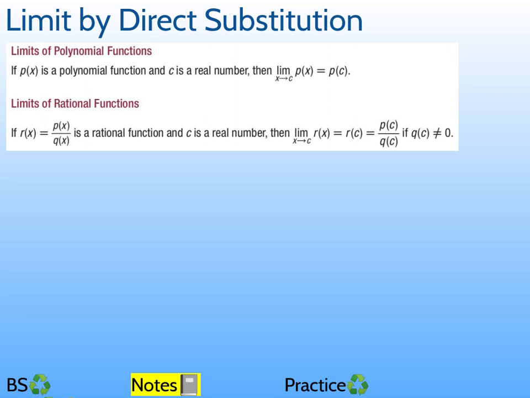The reason we looked at function evaluation in the brain starter is because you can evaluate certain limits simply by substitution. If it's a polynomial function, you can just plug in the value c into the function, and that's the limit as x approaches c of the function. If you have a rational function, like something in a quotient like this, you can do the same thing and just plug in c for the function, and that will give you the limit.